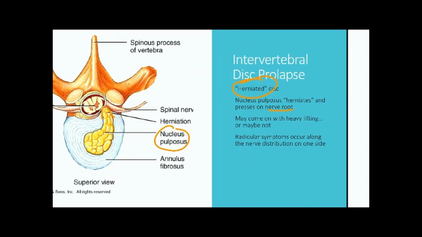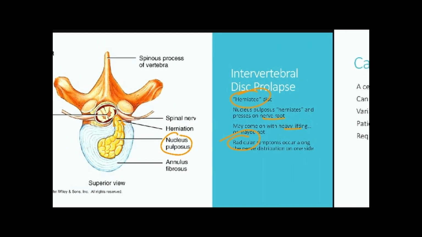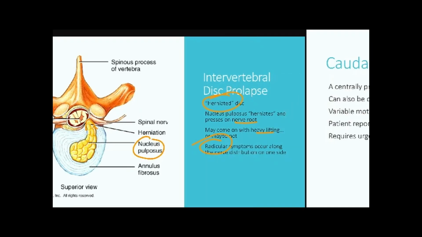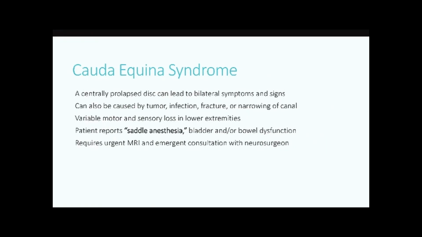May come on with heavy lifting or not. And radicular symptoms will usually happen along that dermatome down that leg. Sometimes you'll hear people say they have a pop, or they hear a popping noise, and that could be the herniated disc happening. Cauda equina syndrome is a centrally prolapsed disc.